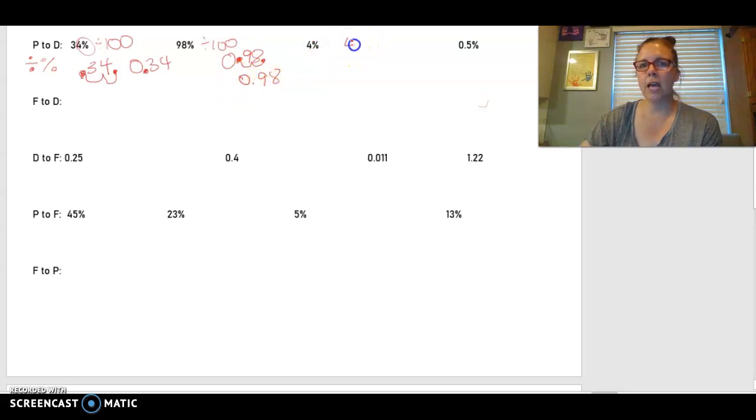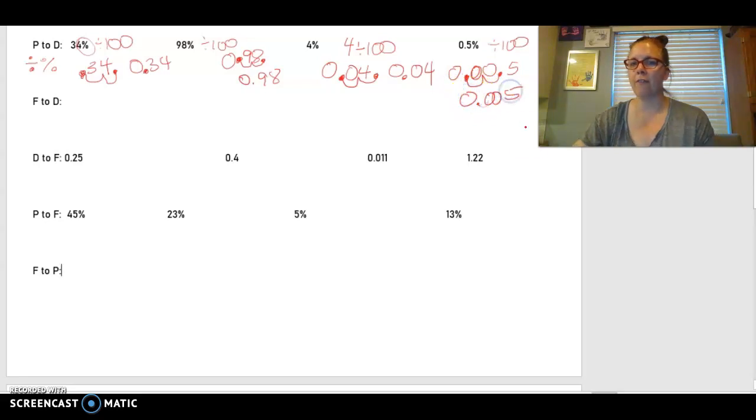Now 4%, so 4 divided by 100. Again, we have our decimal. We have to move it 2 places. So we have to add this 0 in right here. So 0.04. And if you put this in your calculator, that's what it'll show. All right. Now this one tends to confuse people, but you still stick with it. Divide by 100. So 0.5%, we move it 2 places to the left. That means we have to add in that 0. We can put 1 at the end too. So 0.005 would be that decimal.